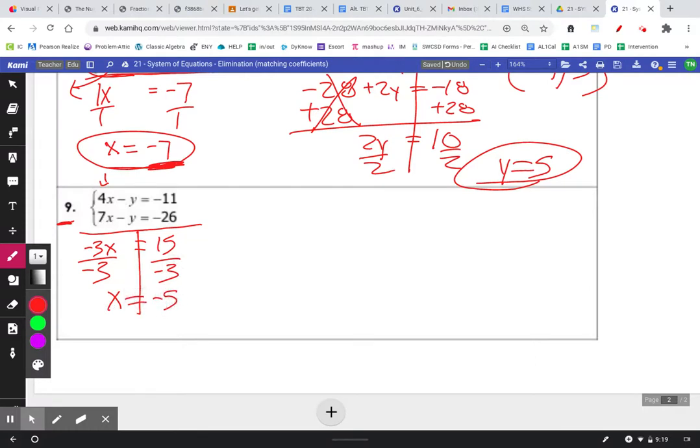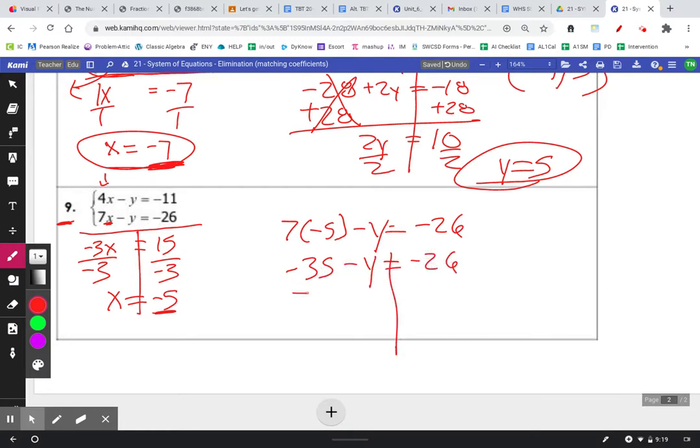I go back up. Which equation looks easier? To me, the top one, because the numbers, you know what, just for the sake of it, to prove it to you, I'll pick the tougher looking one. To me, the bottom one, 7x minus y equals -26. And I'm going to take this x out, and I'm going to put this -5 in. So I have 7 parentheses -5 minus y equals -26. 7 times -5 is -35 minus y equals -26.